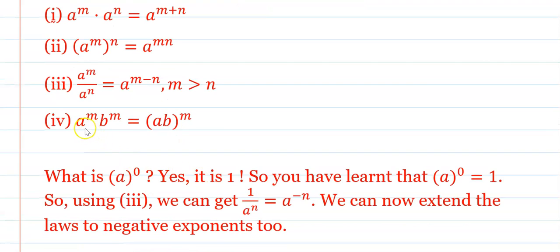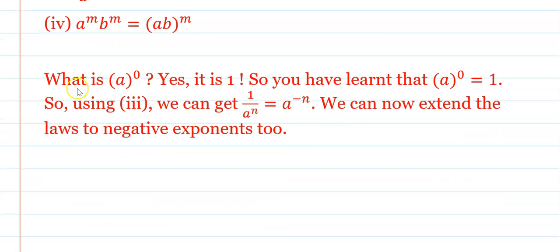And if the bases are different but the exponents are the same, then we can combine them, that is (a into b) whole raised to m. Now there is one more important thing, what about a raised to 0? Any non-zero number raised to 0 is 1. So you have learned that a raised to 0 equals 1.